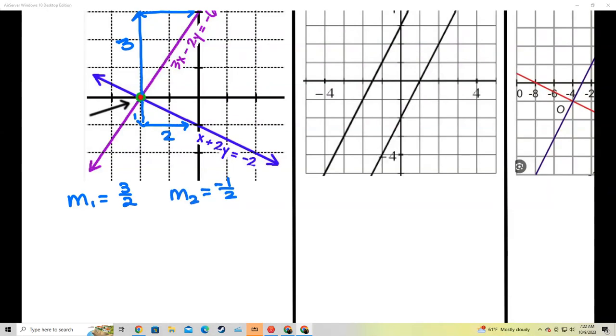So let's see. First of all, they're definitely not parallel. I could have told you that from the very beginning, just because they're crossing each other. So they're not parallel. So maybe they're perpendicular, but if they're going to be perpendicular, I need the opposite reciprocal slope. The opposite of a positive is a negative. That works. The opposite reciprocal of 3 over 2 is 2 over 3, and that's not what I have over here. So even though it looks like they're perpendicular, they actually are not.